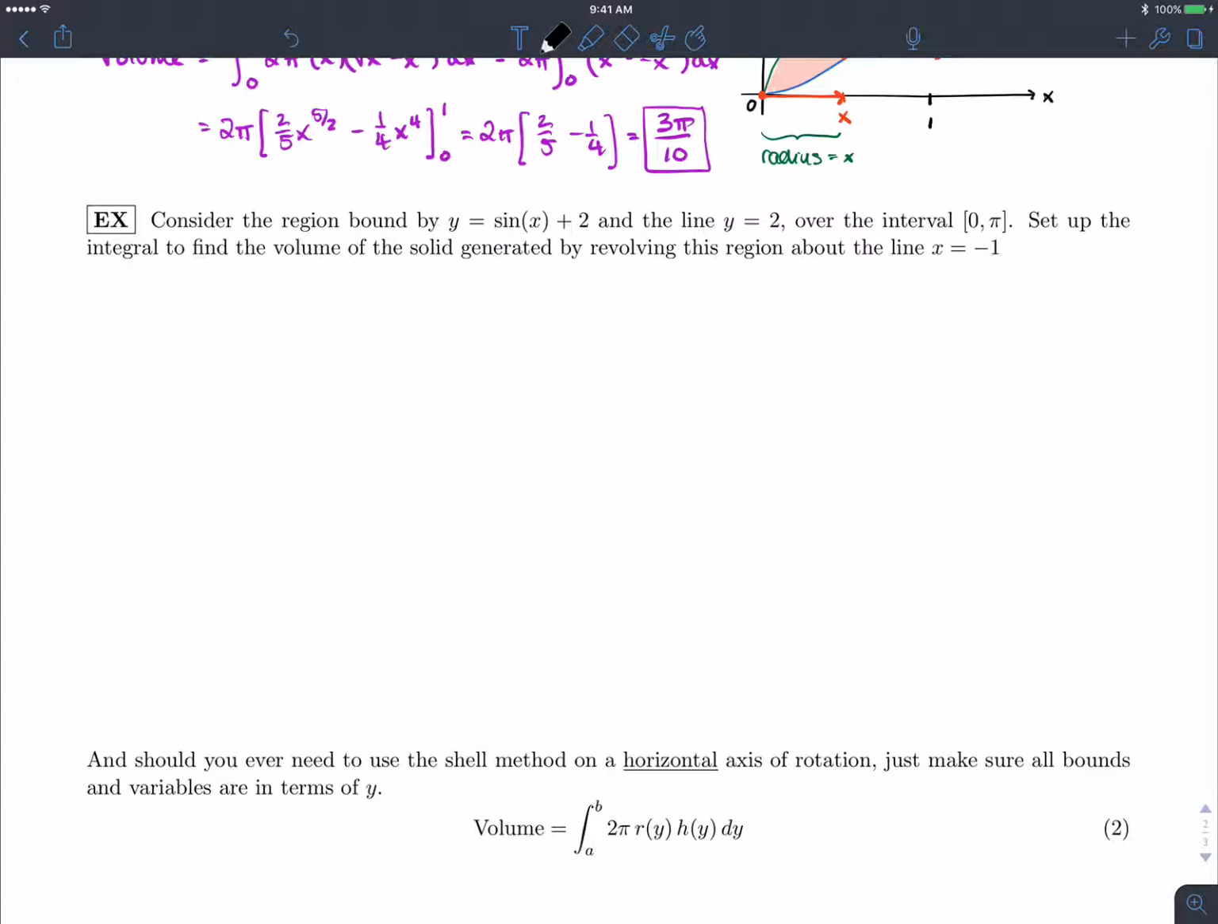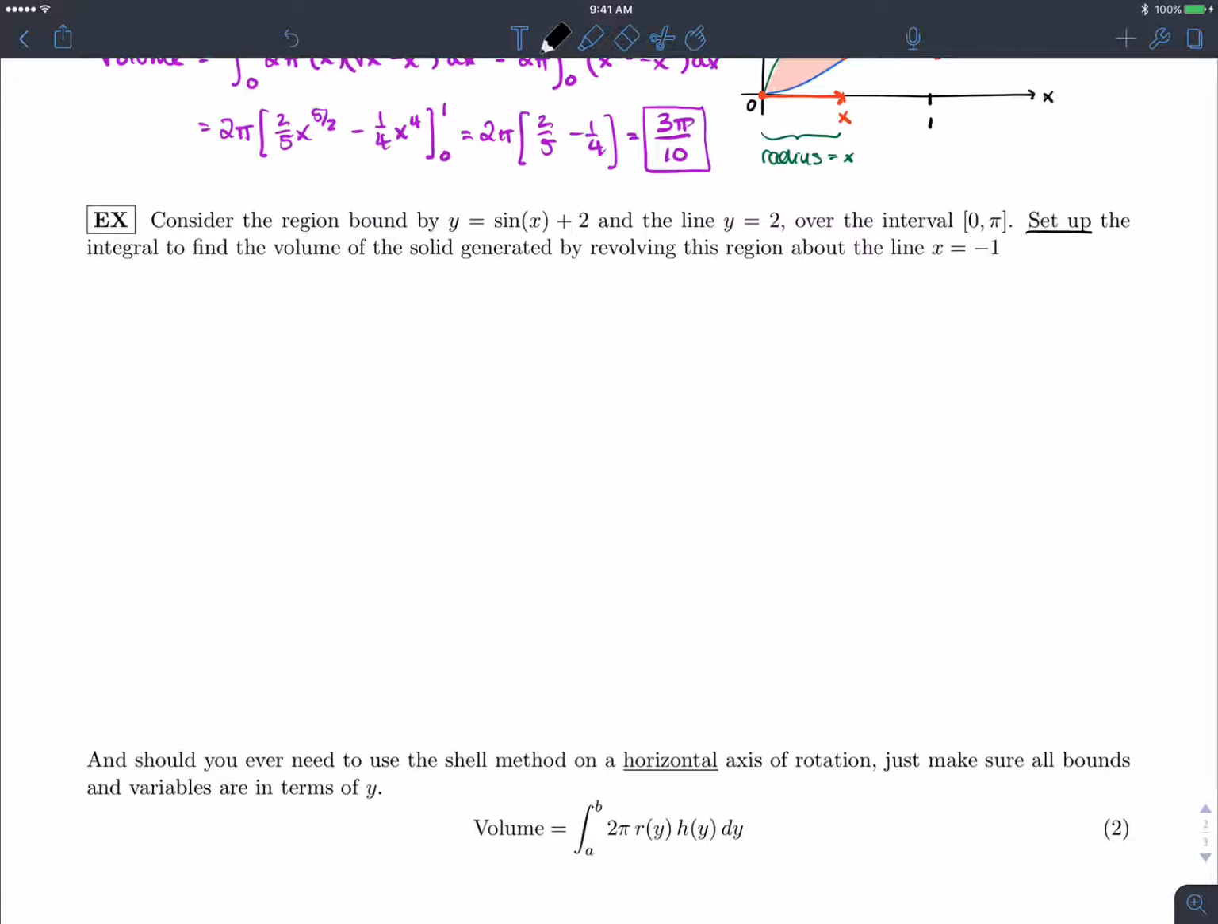Okay, let's do one more example here. So now we're going to consider a region bound by y equals sine of x plus 2 and the line y equals 2 over the interval between 0 and pi. Now in this case we're just being asked to set up the integral as opposed to actually evaluating it, and we'll see why that's the case in just a minute.